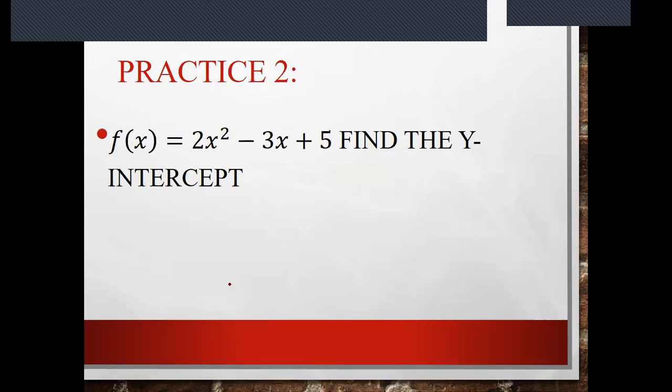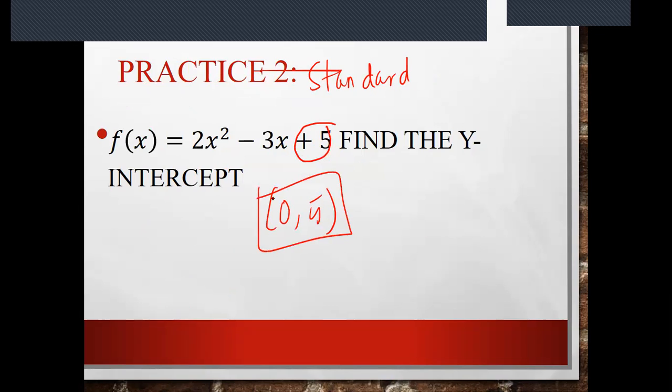So let's look at this one. Practice 2, this is in standard. In standard form, all you have to do is look at your constant. And what is my constant? 5. So therefore it's (0, 5). 5 is my y-intercept. Easy enough?